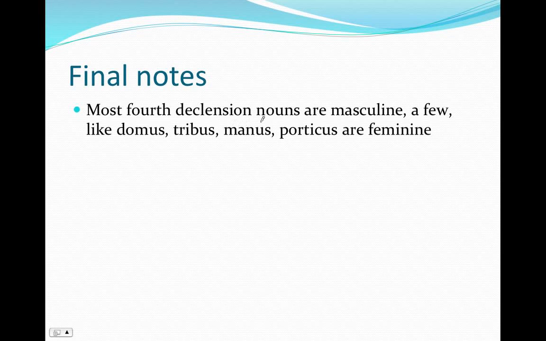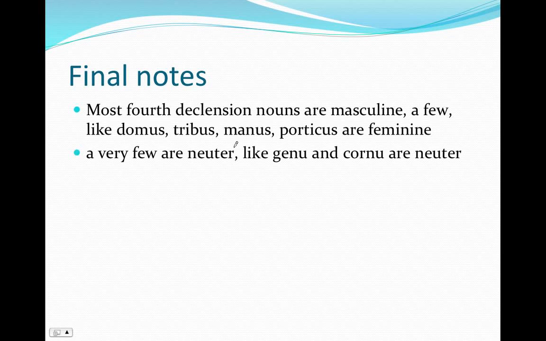So what are some final notes, some takeaways on the fourth declension? Most fourth declension nouns are masculine. There are a select few, the most important ones, domus, house, tribus, tribe, manus, hand, and porticus, that are feminine. There are a couple others, but you won't run into them very often. Otherwise, the lion's share of fourth declension nouns are masculine. Second thing, there are very few neuters. They are there, like cornu, and also genu, knee, but there aren't very many.